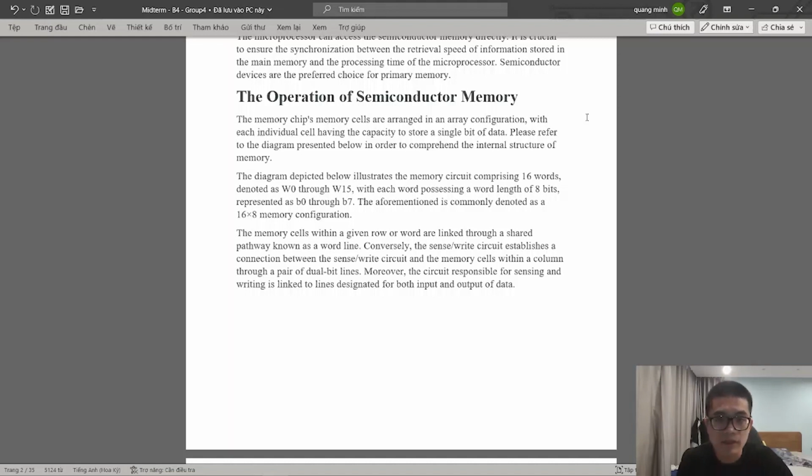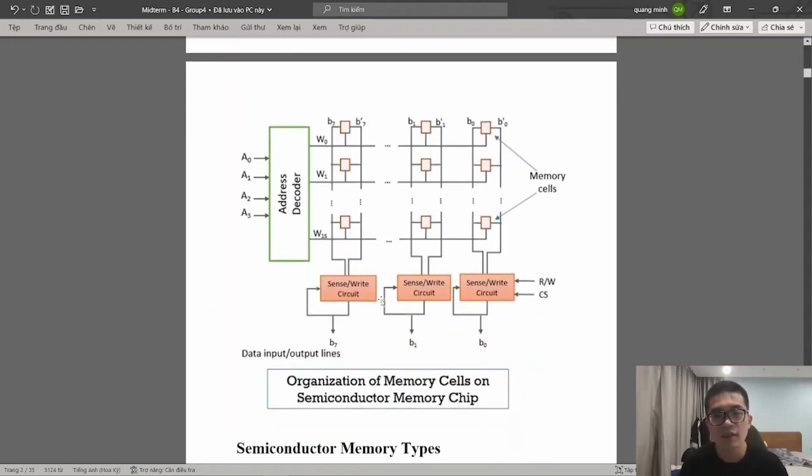Conversely, the sense or write circuit establishes a connection between the sense write circuit and the memory cells within a column through a pair of bit lines. Moreover, the circuit responsible for sensing and writing is linked to the line designed for both input and output of the data. And you guys can see in the picture this is the organization of the memory cells on a semiconductor memory chip.